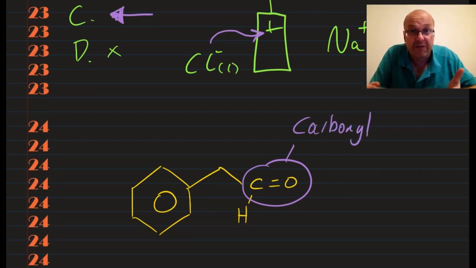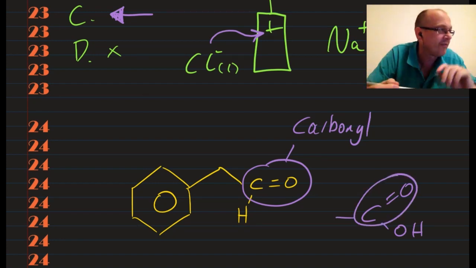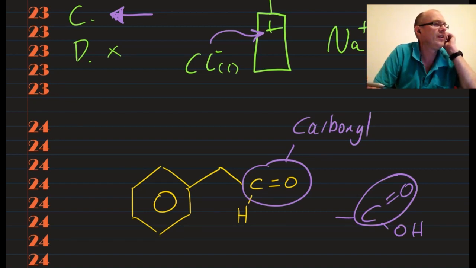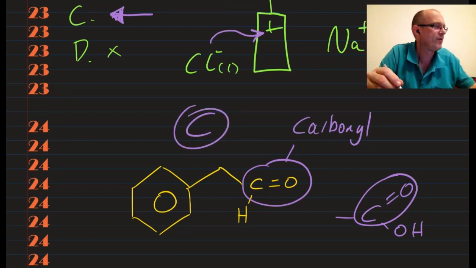Carboxyl is like a carboxylic acid. So carboxyl is going to be this business here. Confusingly, the carboxyl group contains a carbonyl. But you just have to learn that, carbonyl. So that's 24C. 24C, how fitting for organic chemistry.